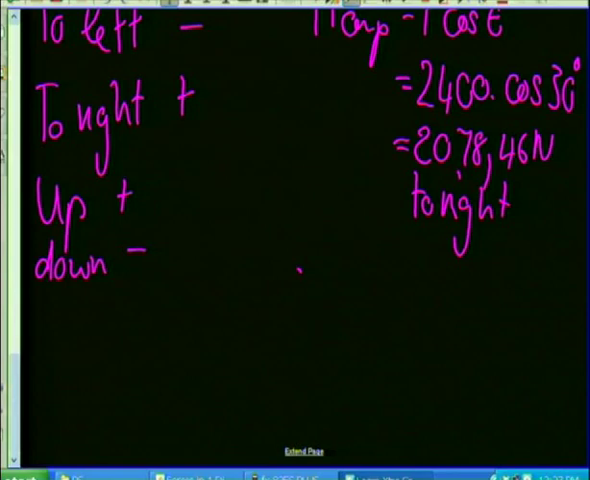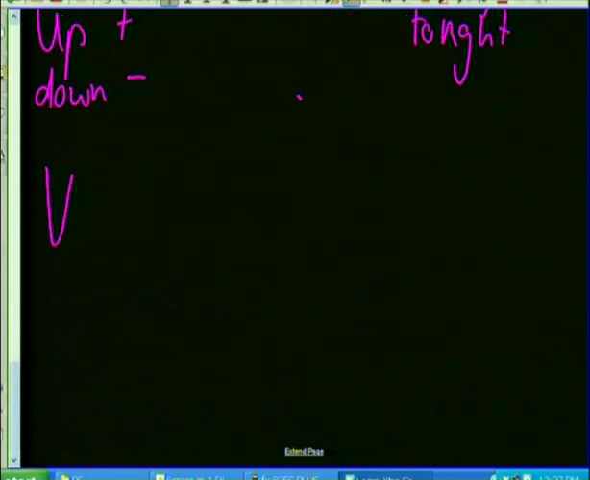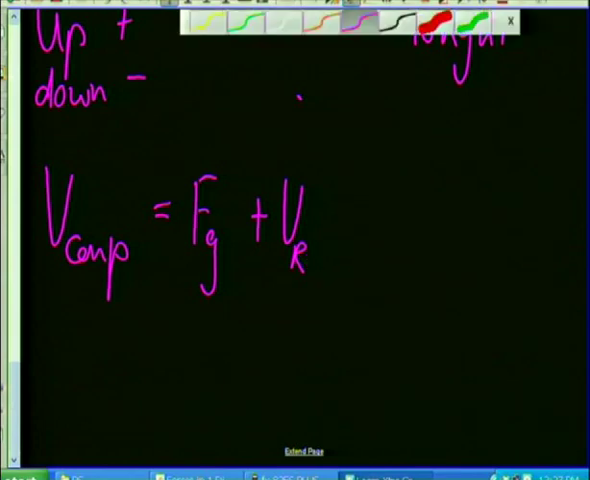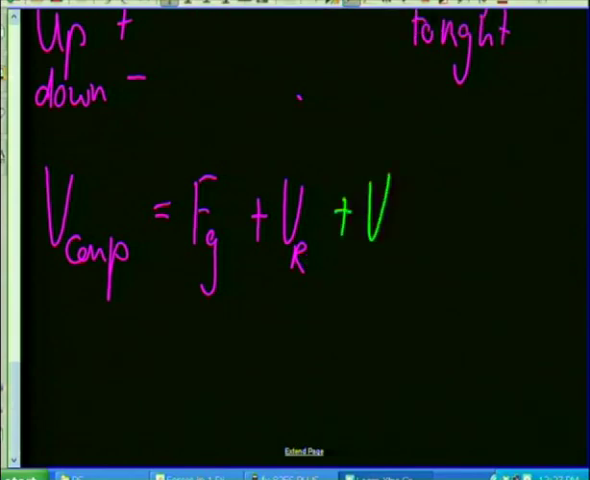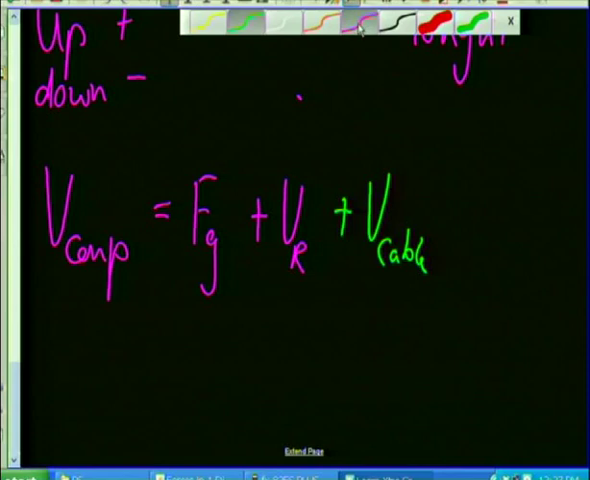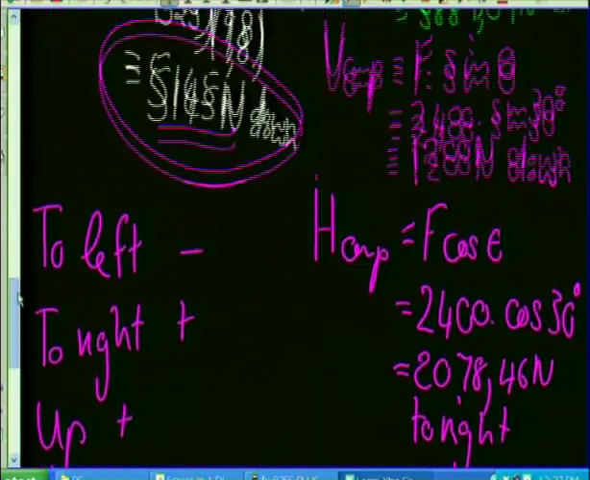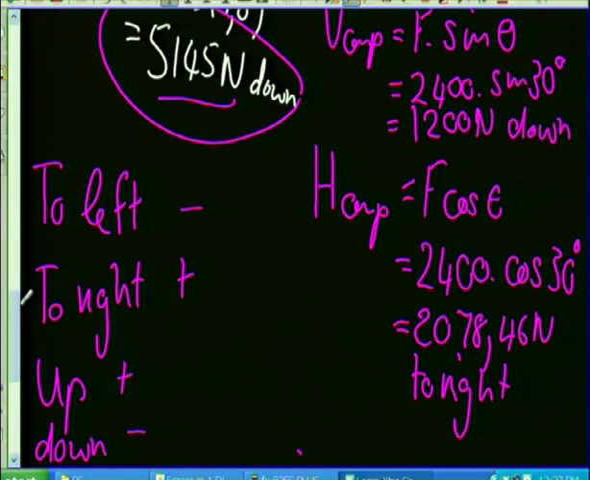So let's take all the vertical components now, and we're going to add them. FG is the first one, plus the vertical component of the rope, plus the vertical component of the cable. It's interesting that you can label them so that the person that's following you can see exactly what you're getting at. And so here we're going to add these numbers together.